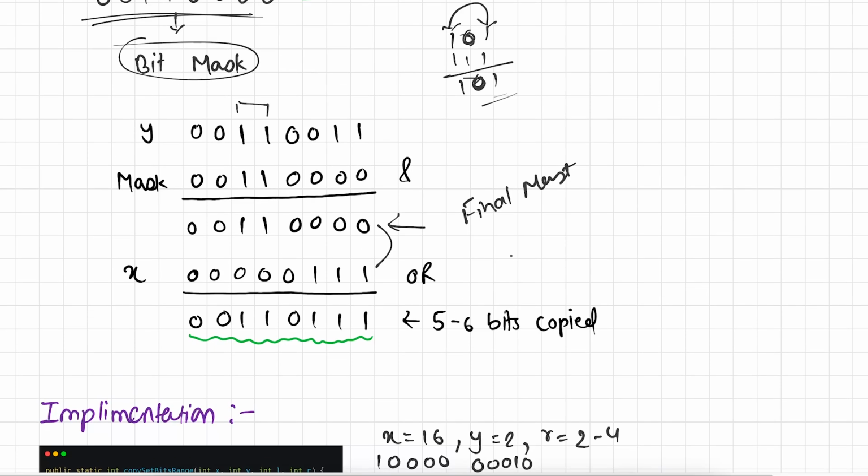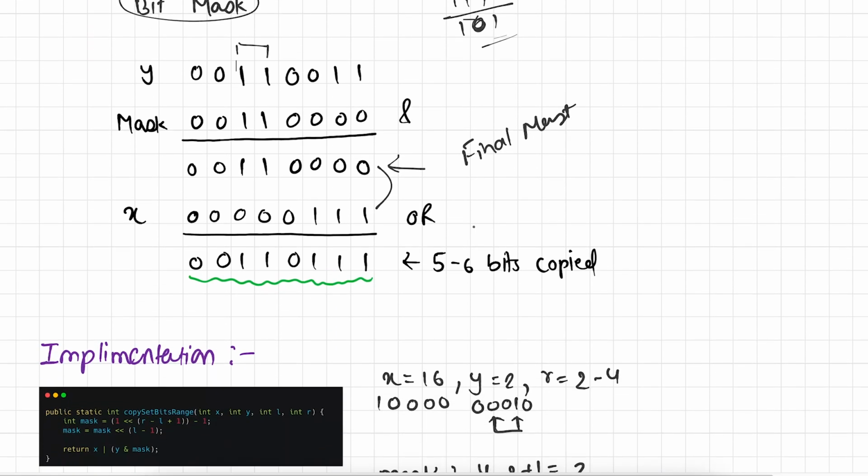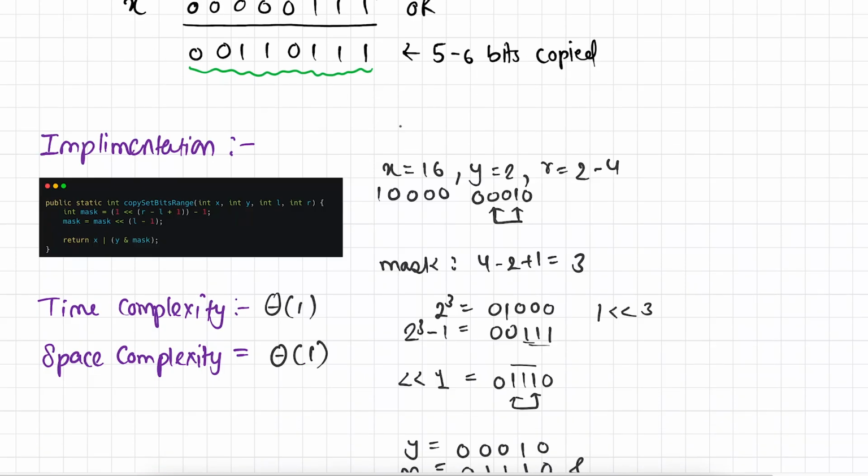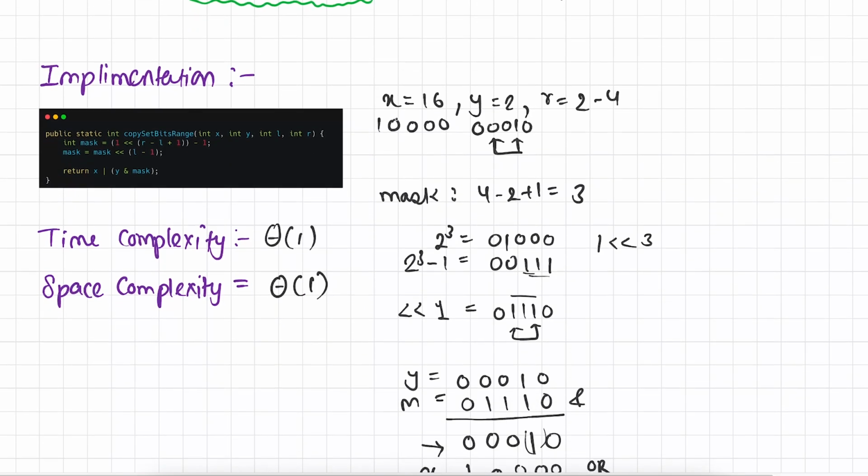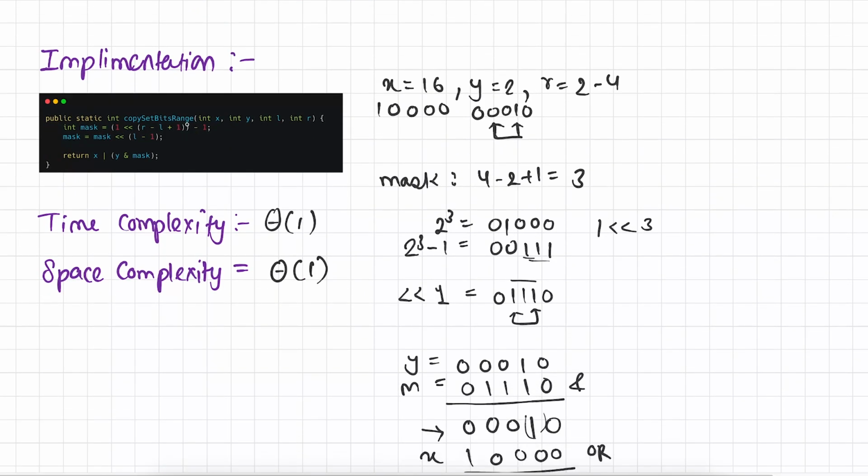So far so clear. So this is the entire process we have to follow to copy bits from a number in a range to another number. So let's see the implementation of this efficient approach. So here we have a function as same as before. Inside this function we are performing all the constant operations.